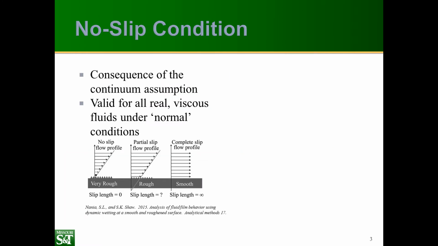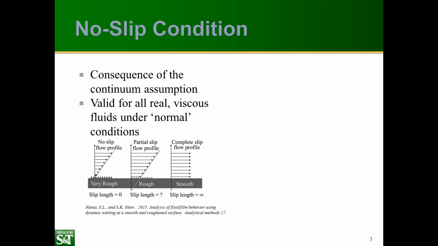Now, one consequence of the continuum assumption is what we call the no-slip condition. The no-slip condition basically says that you have to have the same velocity at the wall as the wall has. So if the wall is not moving, if it has a velocity of 0, then the fluid at the wall has to have a velocity of 0. If the wall is moving at 1 meter per second, the fluid at the wall has to have a velocity of 1 meter per second. This no-slip condition is valid for all real fluids under what we call normal conditions, when we have a valid continuum assumption.